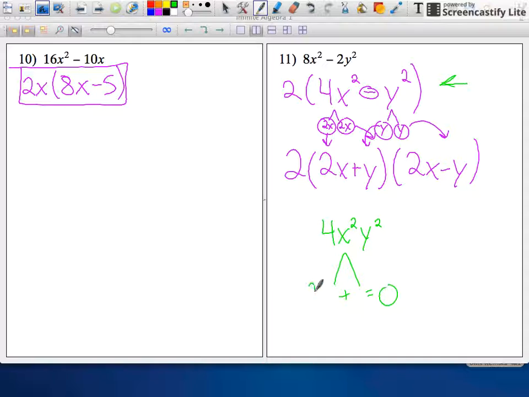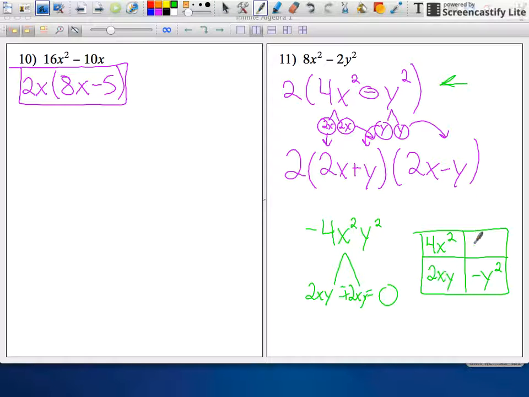But I know that I can use 2xy and negative 2xy. I actually wanted that to be negative. That was my fault. I messed that up. Because 4x squared times negative y squared is negative 4x squared y squared. So here's my pieces, and I could throw them all in the box using the ones from the original equation with them. Okay? I have 4x squared. I have negative y squared. Got 2xy and negative 2xy.